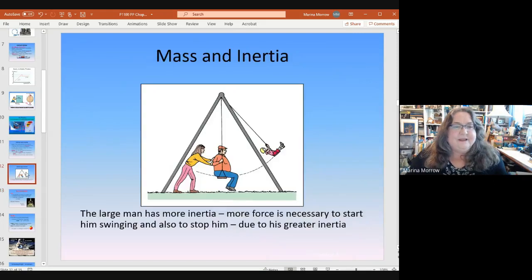Here's a big guy and a little kid on a swing. Well, the big guy, grandpa, has more inertia. And so when you push on him, it's going to take more force to get him started and also more force to stop him. You might step into the little kid and grab onto it and stop them, but you don't want to do that to someone who's bigger, right? Because there's a lot of inertia. And so big masses have more inertia.